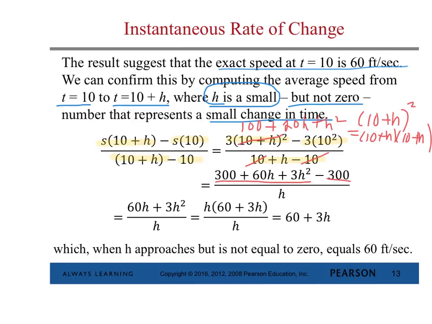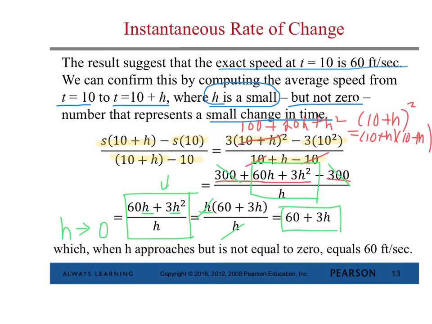So when we combine like terms here, 300 and 300 cancel each other out, which leaves us with 60h plus 3h squared over h, which is what we have at this step. And if we factor out an h in front, then while we're trying to let h approach 0, we can't do it in this expression, but when we cancel out the h's, we wind up with this expression. And when h is very, very small, or as h approaches but is not necessarily equal to 0, that actually equals 60 feet per second. This is the algebraic method of taking the instantaneous rate of change.